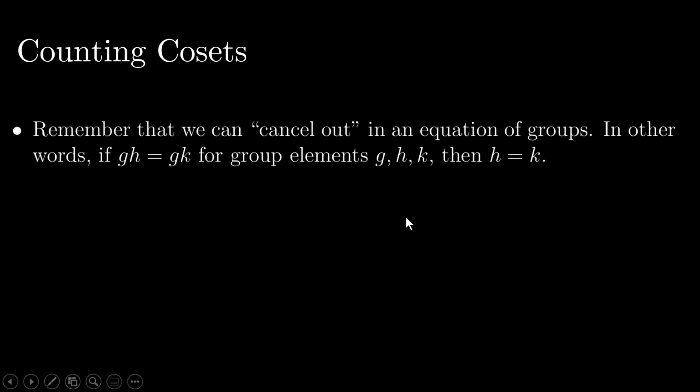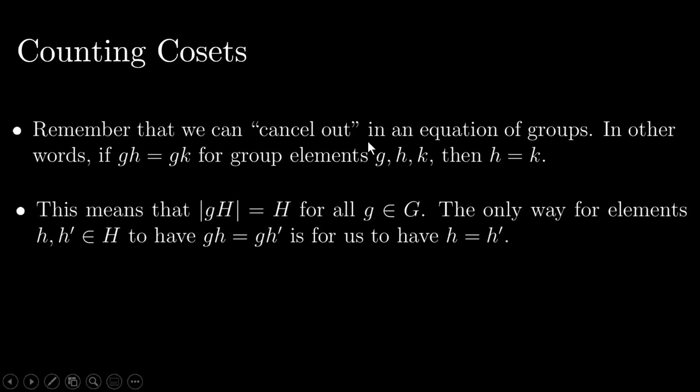Okay, so we start out, we can cancel out elements, right, by using equations and by using inverses, right? So if we multiply here on the left by G inverse, we will be left with H equals K, which means that no two elements can map to the same thing under multiplication on the left by G, in the coset, not the partition. In a coset, no two elements are the same unless they're equal, right? And so the cardinality of each coset is actually the same as the cardinality of the subset.